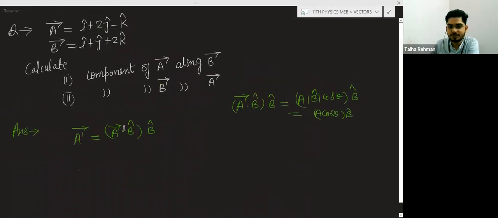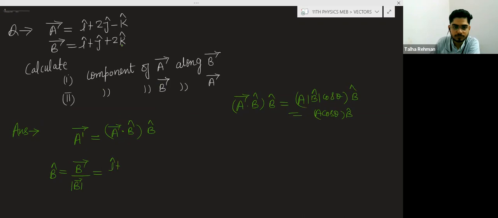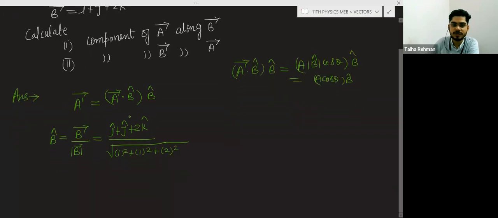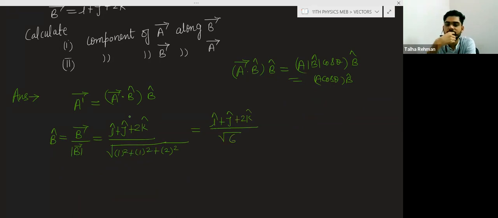Simple. Now we need the unit vector of b vector. How will we calculate it? This will be b vector divided by the magnitude of b vector. What is b vector? i plus j plus 2k. And how will we calculate the magnitude of b vector? Coefficient of i square plus coefficient of j square plus coefficient of k square, under root, meaning 1 square plus 1 square plus 2 square. So this will become i cap plus j cap plus 2k cap, and here you will have root 6. Is it or not?